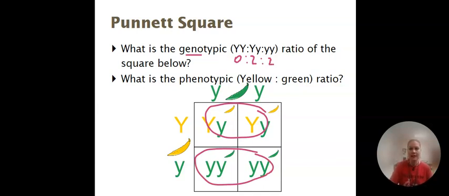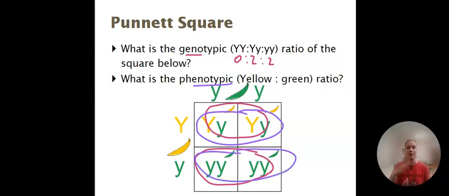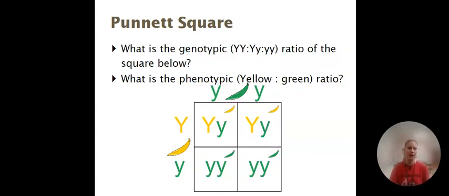As far as the phenotypic ratio, let me pull out another color here. For the phenotypic ratio, we're looking at the color, so yellow versus green. These 2 are going to be yellow because they do have that dominant allele. And then these two, because they don't have a dominant allele, are going to be recessive. So this would be a ratio of 2 to 2, right? Which we could then reduce to 1 to 1. Okay. So that's how you would use a Punnett square to determine genotypic and phenotypic ratios.